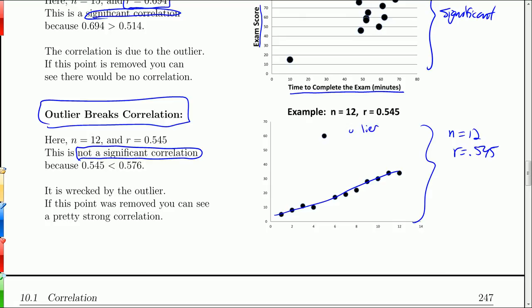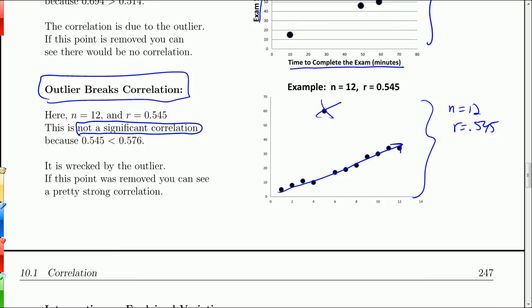Because if you got rid of it, if this thing was gone, you can see, you don't always need to calculate the correlation coefficient to say, yes, that is a good linear correlation, right? So that good linear correlation, which was most likely significant, has been wrecked by that outlier. So outliers can make or break a correlation.